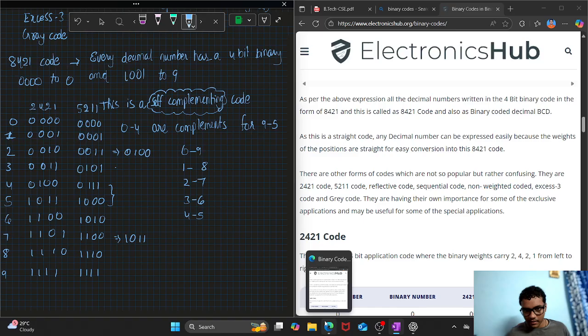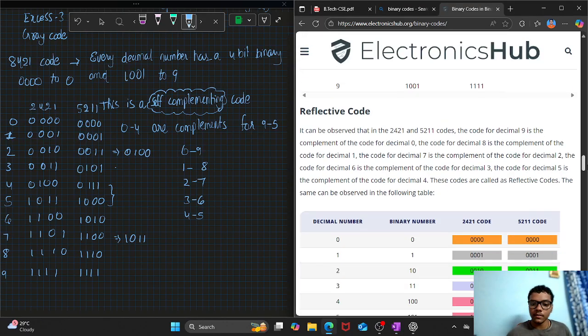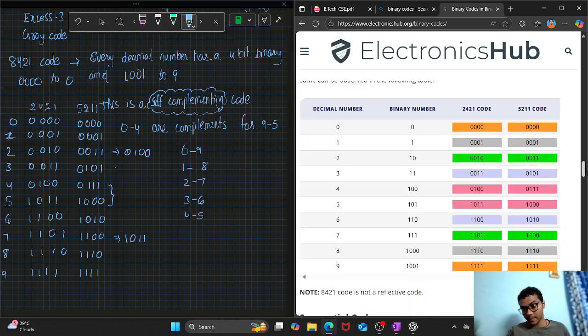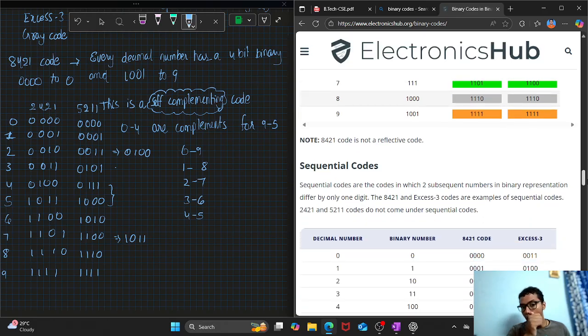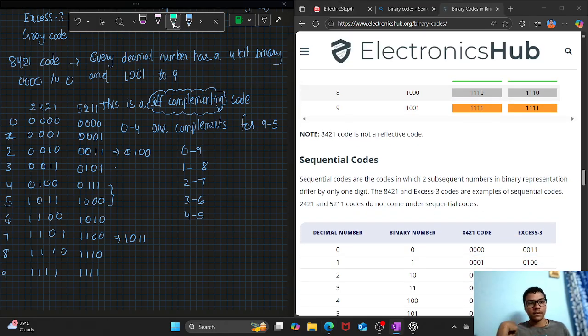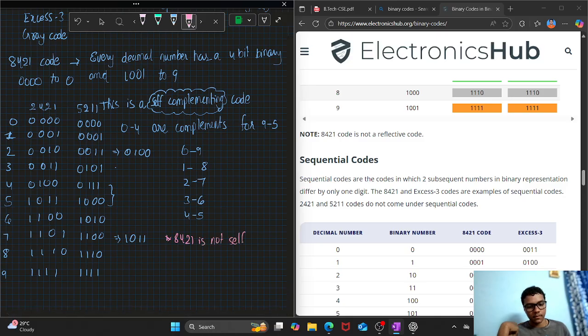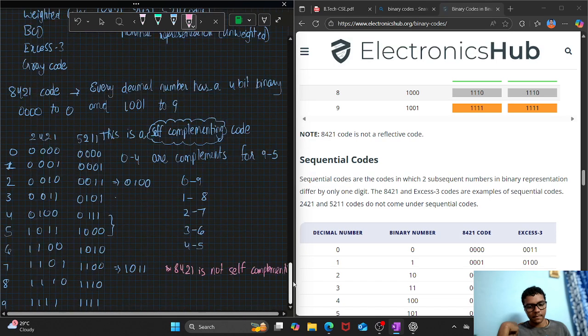Okay, I think I removed the chart. My bad. A reflective code, okay. He has already mentioned it over here. 8421 is not a self-complementing code, just note it down. Not self-complementing or reflective.